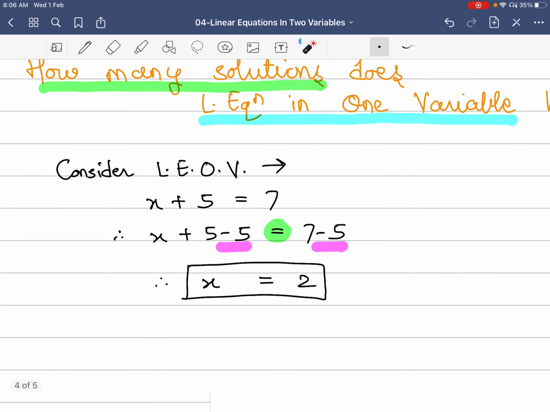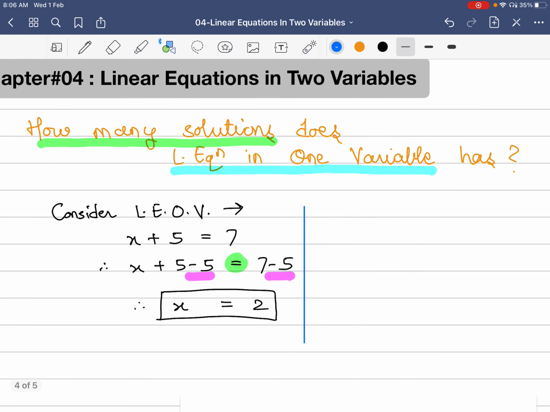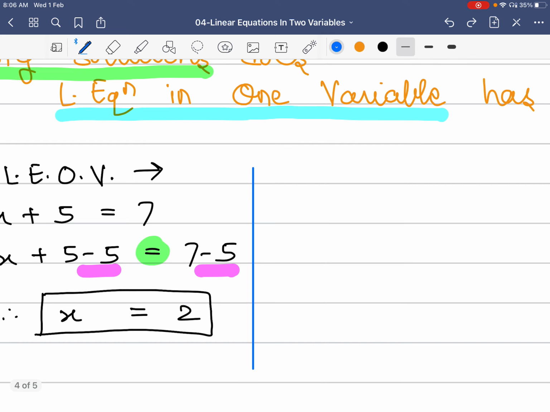Now let me draw a line and take another random example of a linear equation in one variable. Let's say 2x plus 3 is equal to 7. Another linear equation in one variable. First of all, convince yourself that this is a linear equation in one variable. Of course it is. Now let's try to solve this.